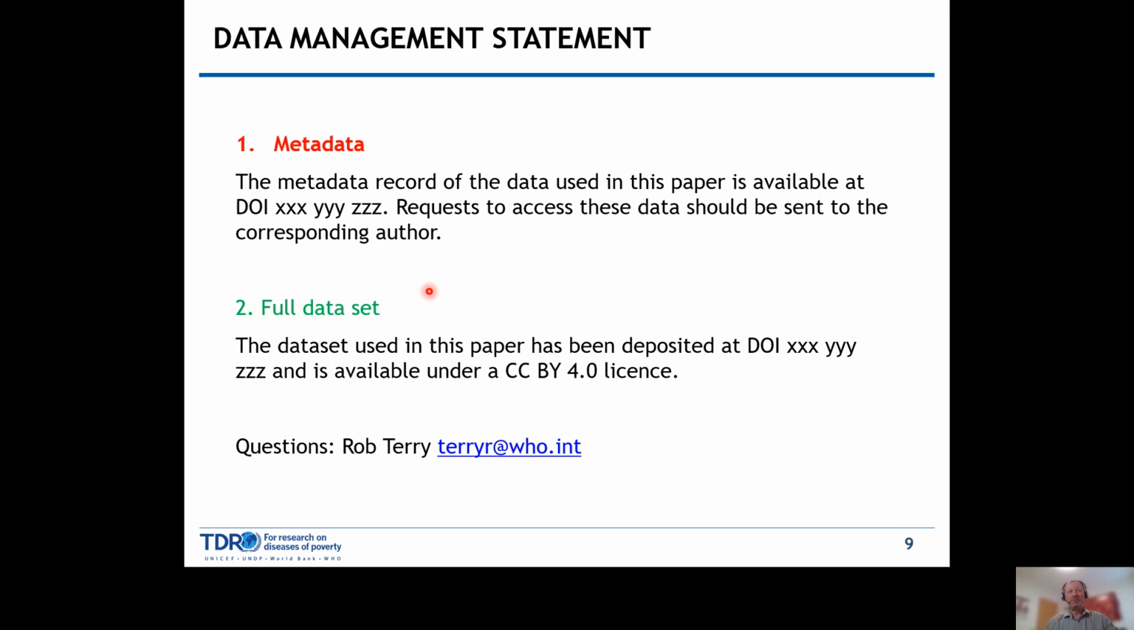Ideally, we'll be able to deposit the full data set that was used in your paper, and then you can use this statement as your data management plan. So the data set used in this paper has been deposited at DOI, blah, blah, blah, and is available under a Creative Commons by license. And that means people are aware they don't need to contact you to ask for the reuse because it's covered by this license. And what this license means is they are free to reuse the data, but they have to attribute it. So they need to cite your work and those data.